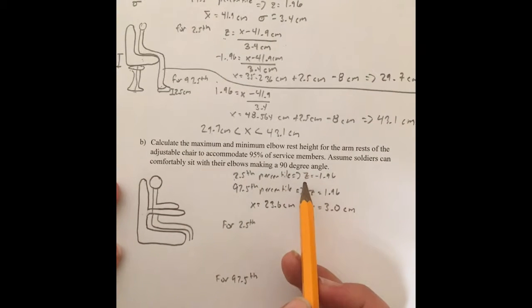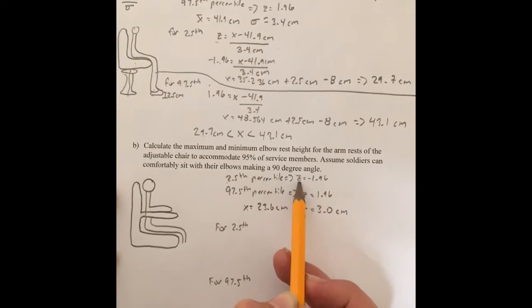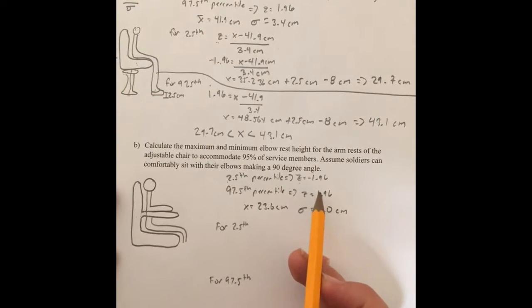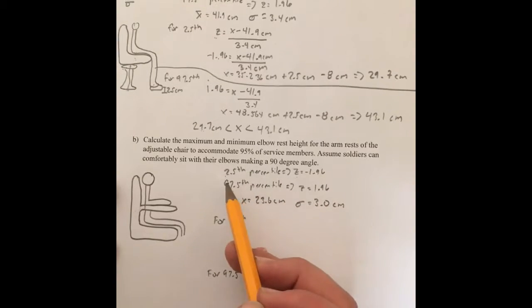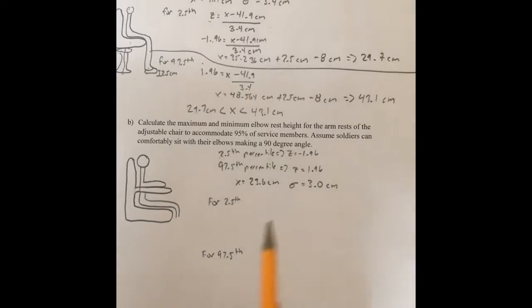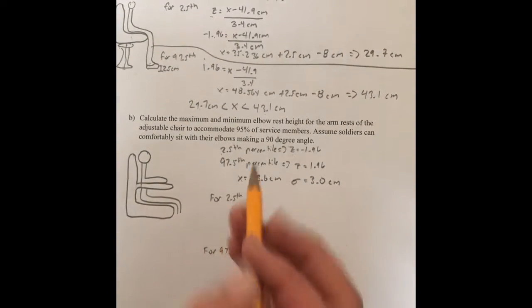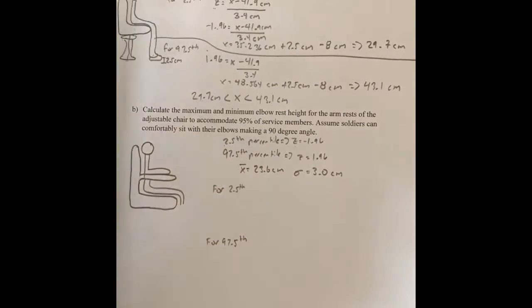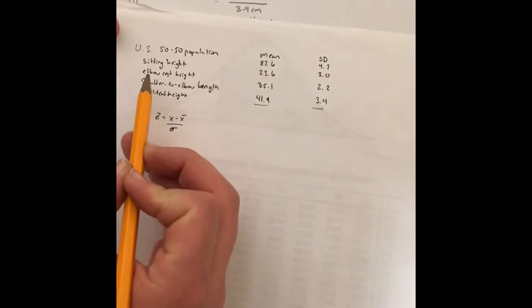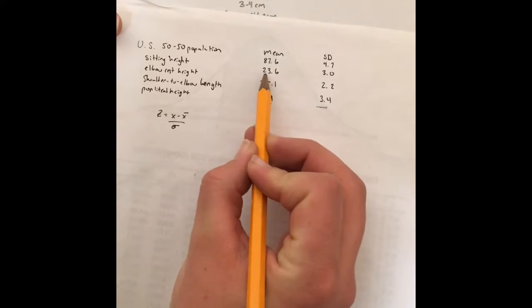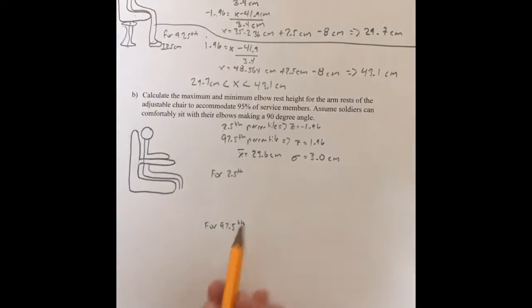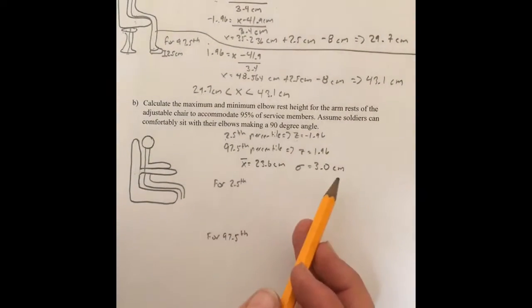So like we did before, it's the exact same z-value. We got that from the chart. It's negative 1.96 for the 2.5th and regular positive 1.96 for the 97.5th. Then we got the x mean value from this chart, which would be given to you in any problem like this. So this is elbow rest height, and 23.6 is the mean, 3.0 is the standard deviation, and that's what we have here. And this is in centimeters.